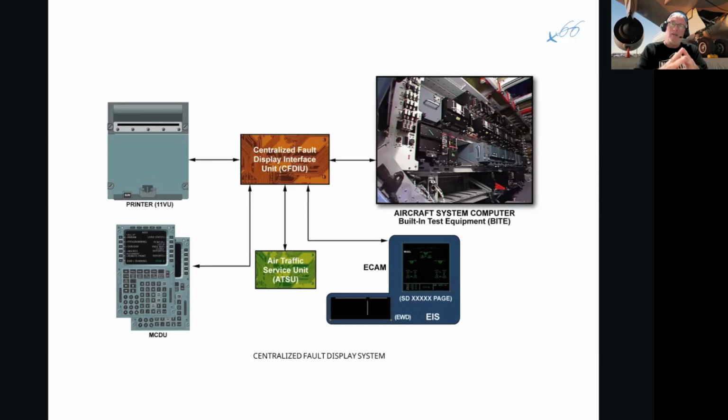But this aircraft, because it was designed 45 years ago, Chapter 45 didn't even exist. There was no such thing as a centralized maintenance system. The first inkling of a centralized maintenance system was this aircraft here through a box, a centralized fault display and interface unit. And that's exactly what it does.